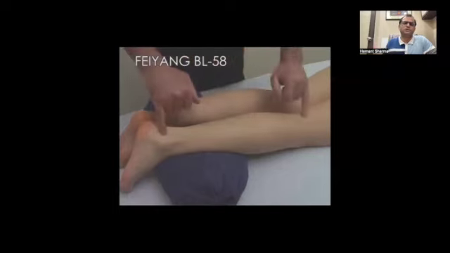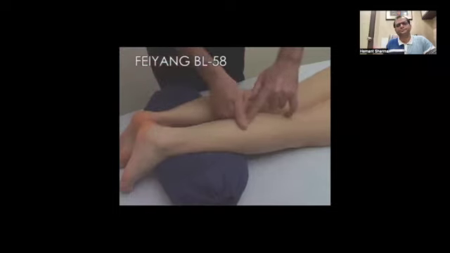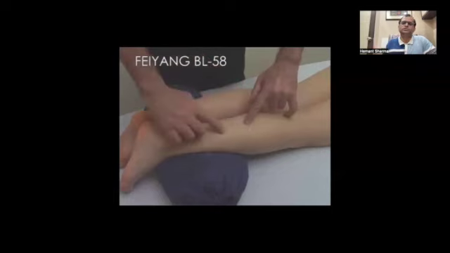So from the urinary bladder 60, we are measuring one chun. This point is located near one chun down from the 57. So the distance between 57 and 58 is near one chun, but the 57 is a little lateral.